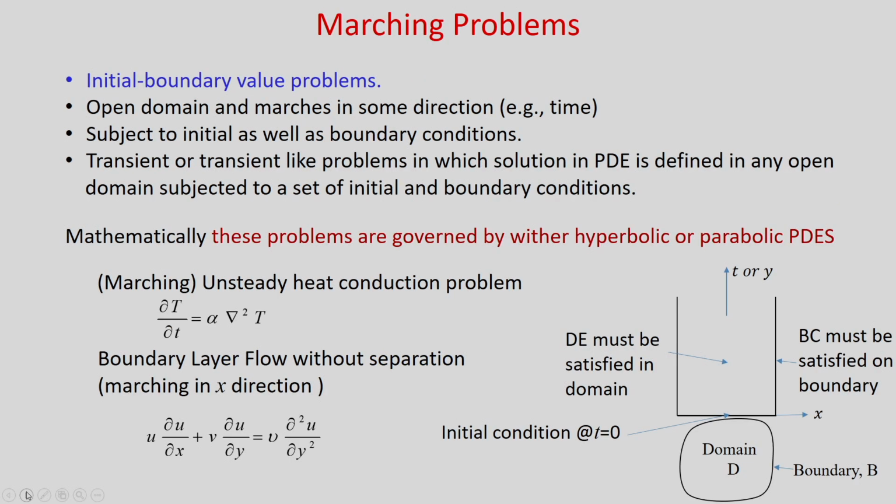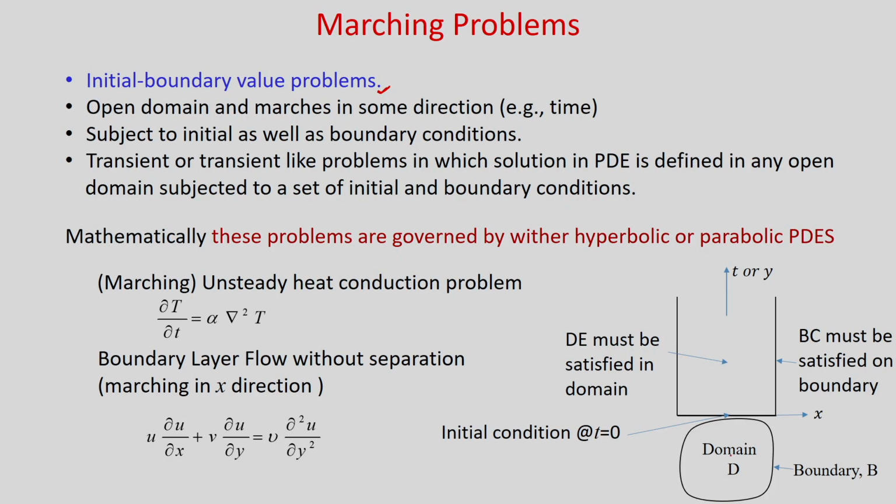Marching problems. Marching problems are also known as initial boundary value problems. In a marching problem, you have a domain where you need to solve the partial differential equations, and at the boundary you will apply the boundary conditions, but it will march in some direction, maybe in time or maybe in space. If it is an unsteady problem, obviously it will march in time, and at time t is equal to 0 you need to specify the value of that variable inside the domain.